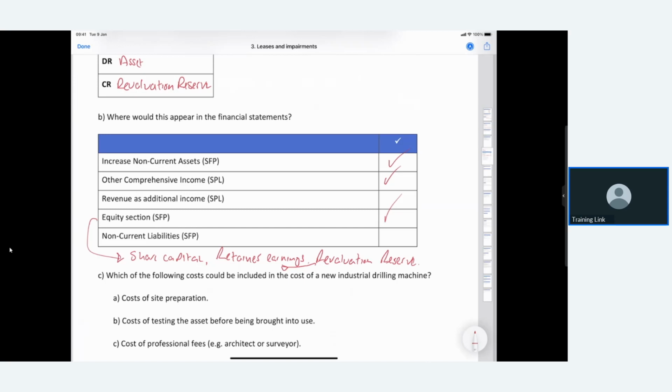If you were to sell it, then that would become realised, that additional income, and would eventually go to your retained earnings.